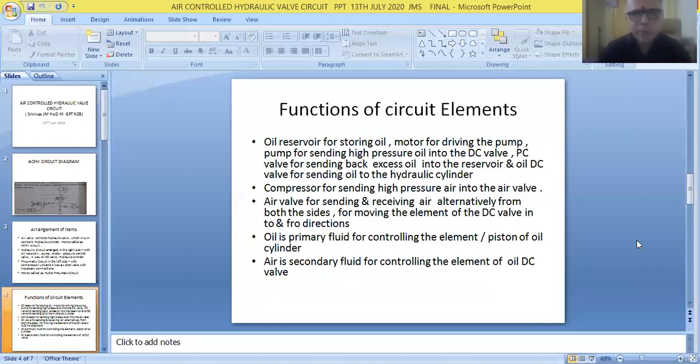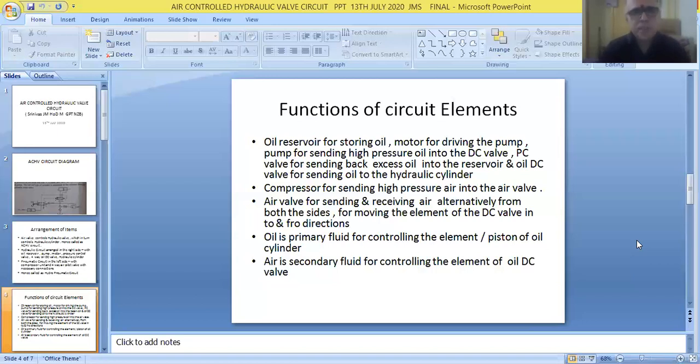So let us note down the functions. We have talked about the functions of the various elements. The oil reservoir is for storing oil, ultimately used for sending oil into the system, and also for receiving oil that is coming out of the system. The motor is for driving the pump, and the pump is for sending oil into the DC valve, the DC valve for sending back excess oil into the reservoir. We also talked about the DC valve that is used for sending oil into the hydraulic cylinder. It sends oil to one side of the cylinder and receives oil from the other side of the cylinder.